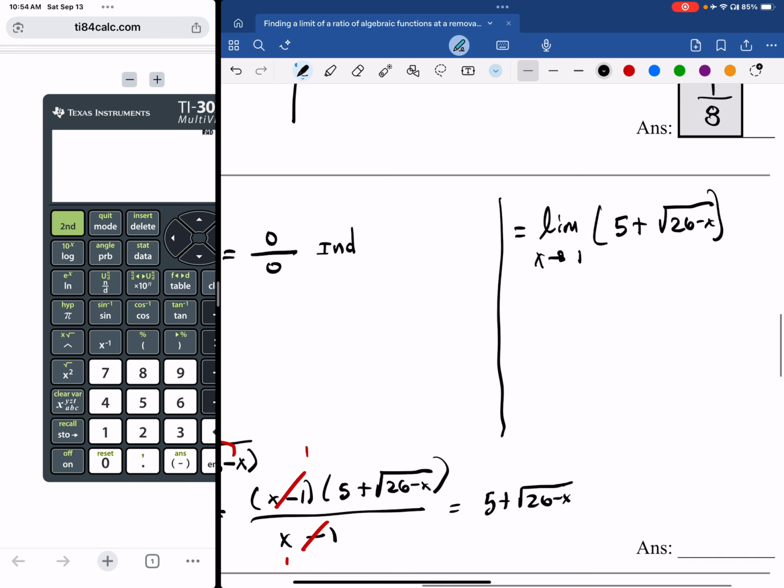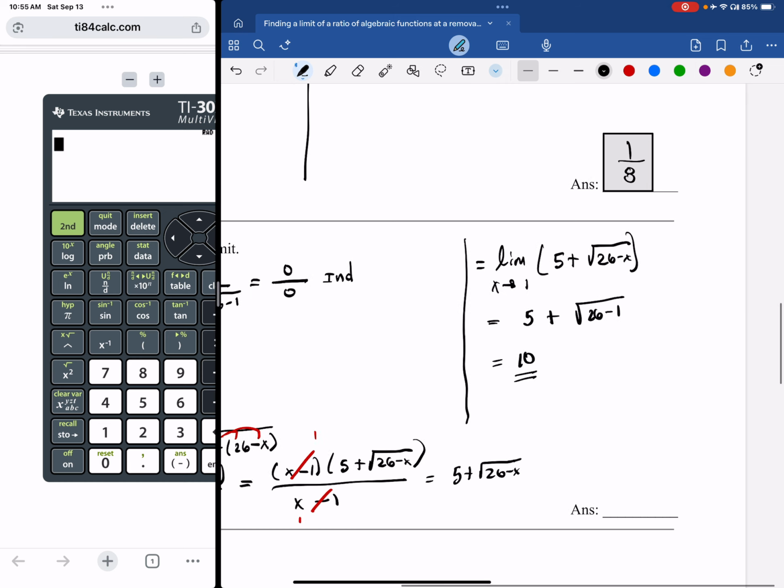Coming in with the simplified version, I'm going to try the direct substitution method. I'm just going to plug in the number 1, so that would be 5 plus the square root of 26 minus 1. 26 minus 1 is 25. The square root of 25 is 5, and 5 plus 5 would be 10. So our answer here should be 10.